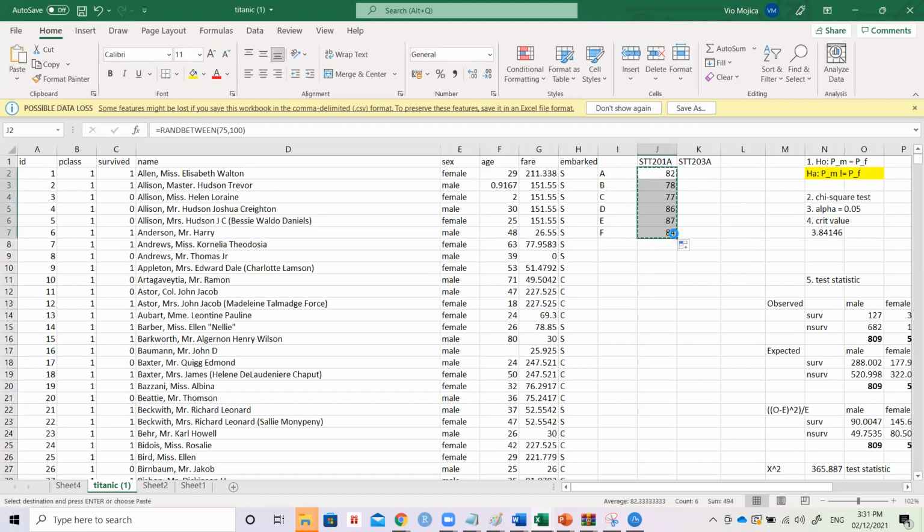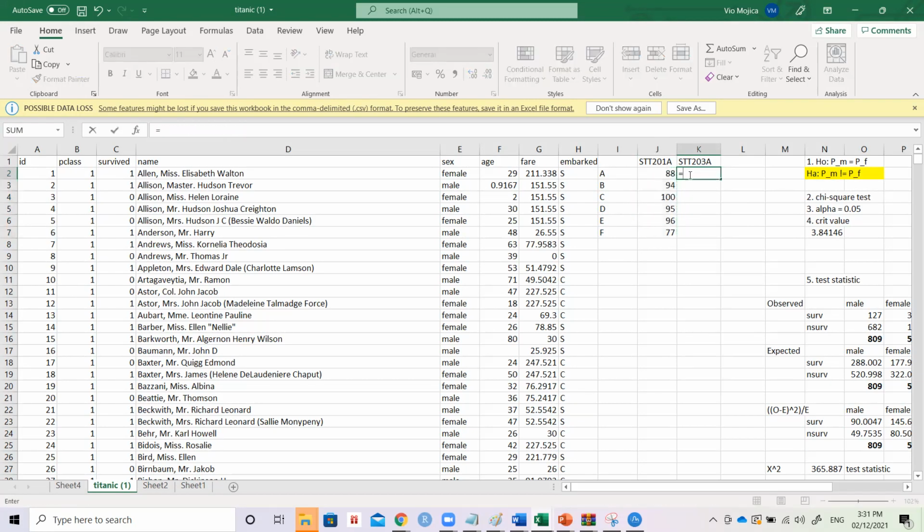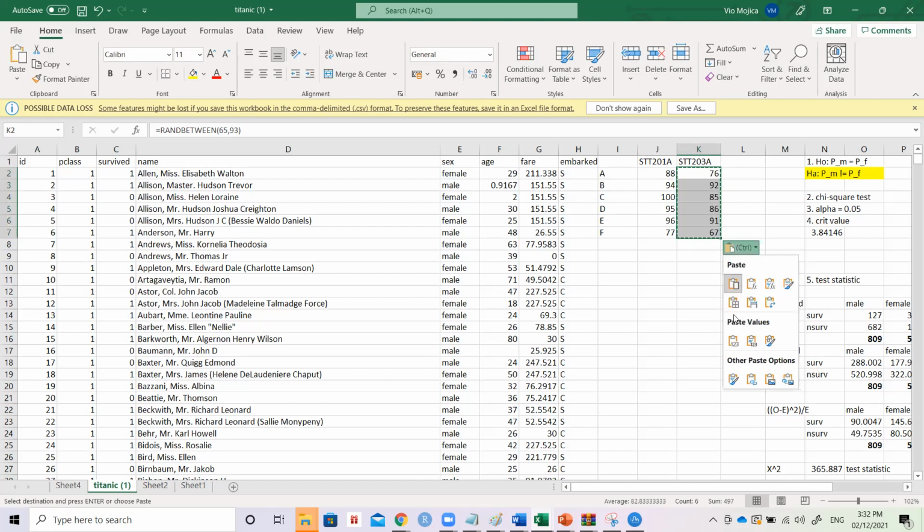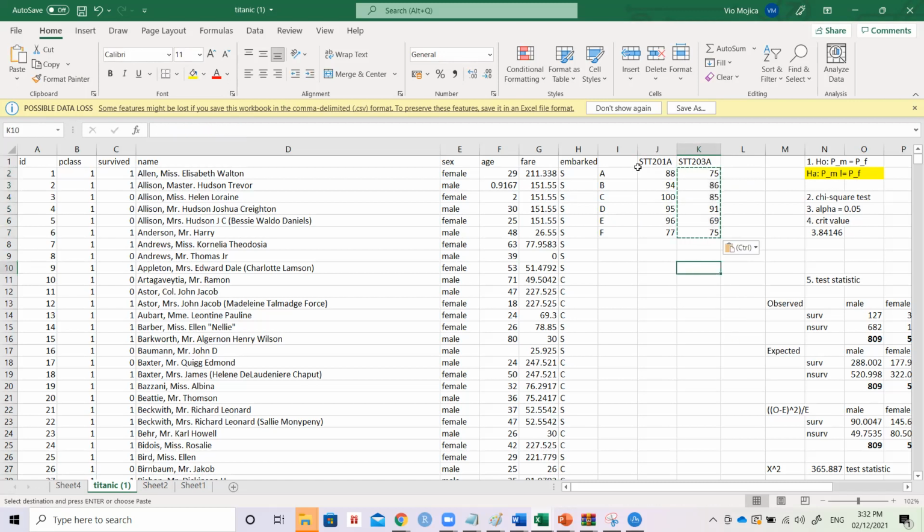I'm generating data, simulating data. Sige, for Stat 203, medyo nahirapan daw kayo. Run between 65 and 93. Okay, so these are the simulated na grades. So suppose I want to know if these two are correlated. Did those who score high in Stat 201 also score high or got high grades for Stat 203? So what we do is make use of correlations.